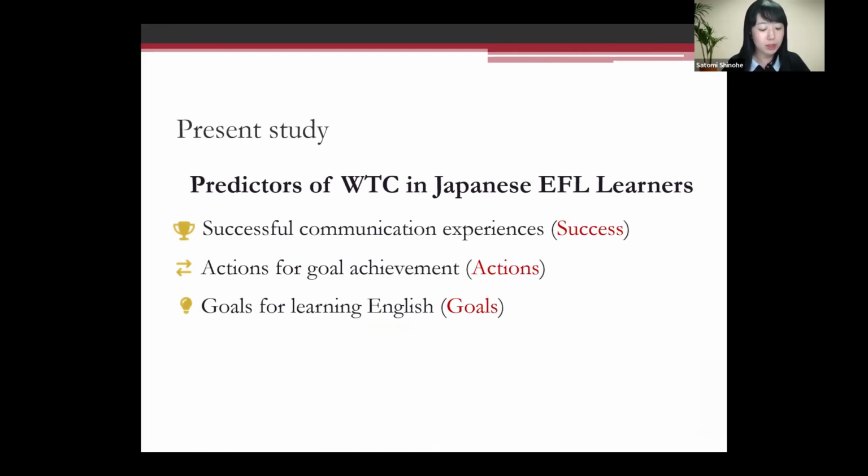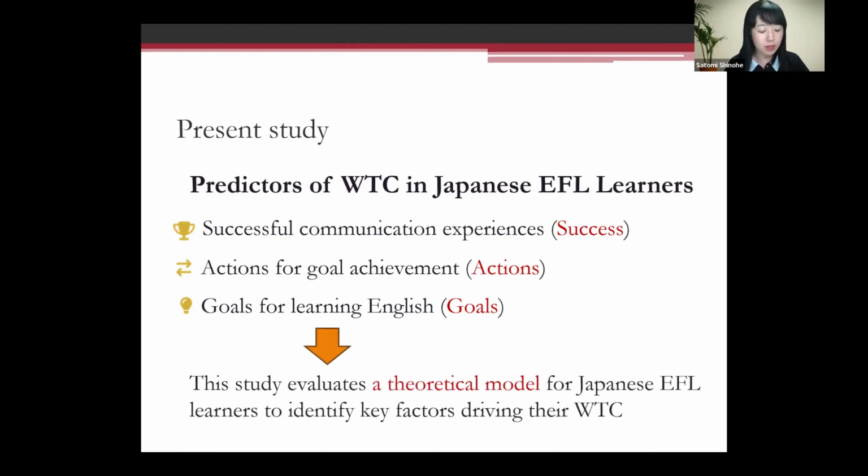The purpose of this study was to identify the key predictors of WTC among Japanese EFL learners. I focus on three variables. The first is successful communication experiences, which I will refer to as success. The second is actions for goal achievement, referred to as actions. And the third is goals for learning English, referred to as goals. Using these variables, I tested a theoretical model explaining how WTC develops.